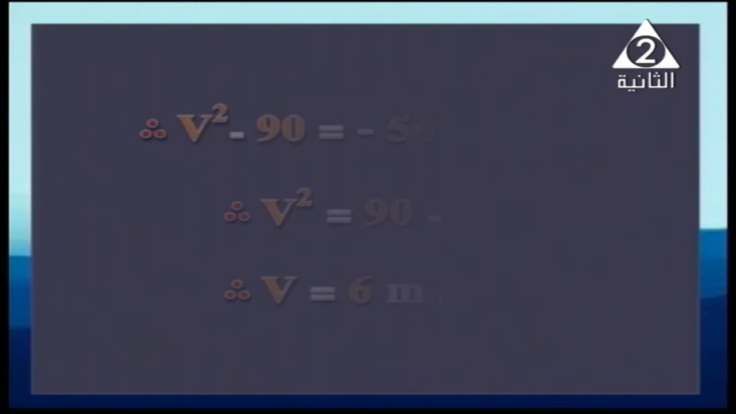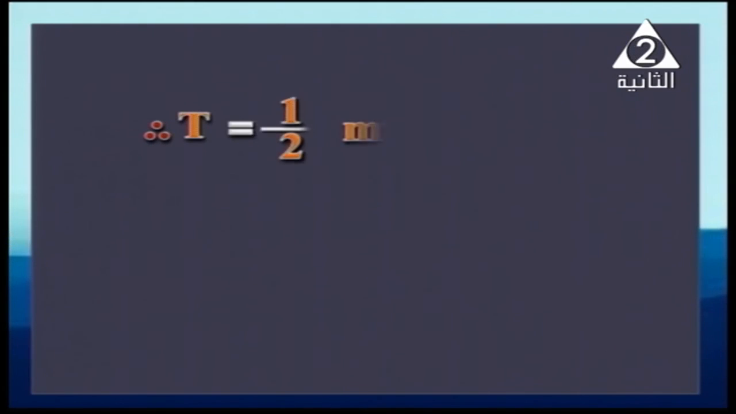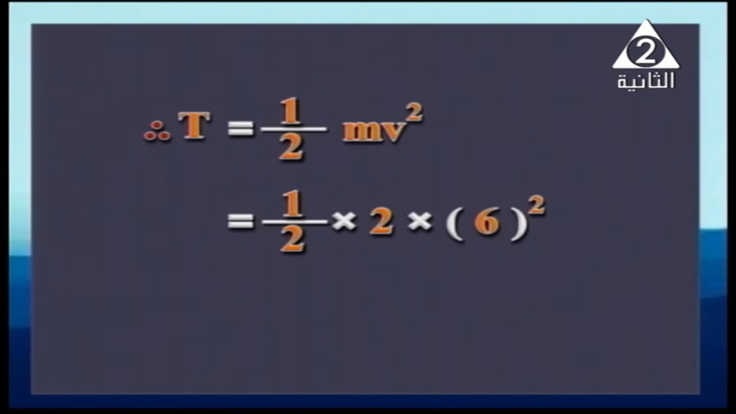My dear student, the kinetic energy is half m v squared. By substitution of m equals 2 and v equals 6, half times 2 times 6 to the power 2 equals 36 joule. This is the kinetic energy, equals 36 joule.